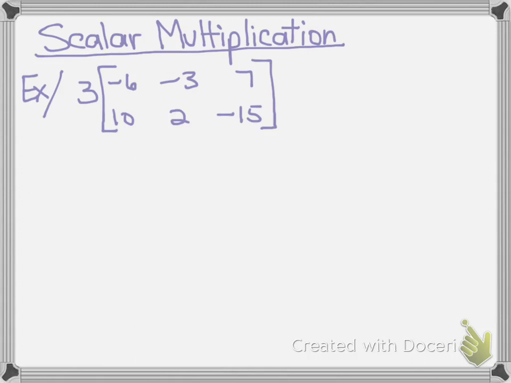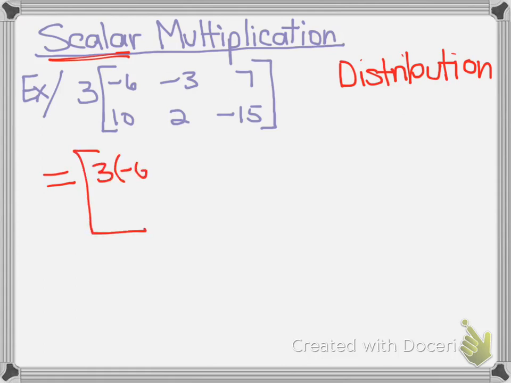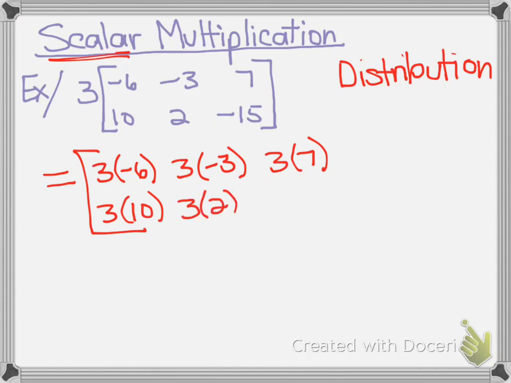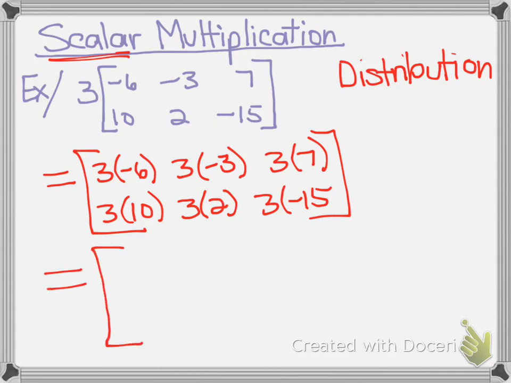Scalar multiplication. This is literally distribution. So all you need to do is take the number that is outside of the matrix and multiply it by everything inside. So I'm literally going to do 3 times -6, 3 times -3, 3 times 7, 3 times 10, 3 times 2, and 3 times -15. And my solution is going to look like this: -18, -9, 21, 30, 6, and -45.